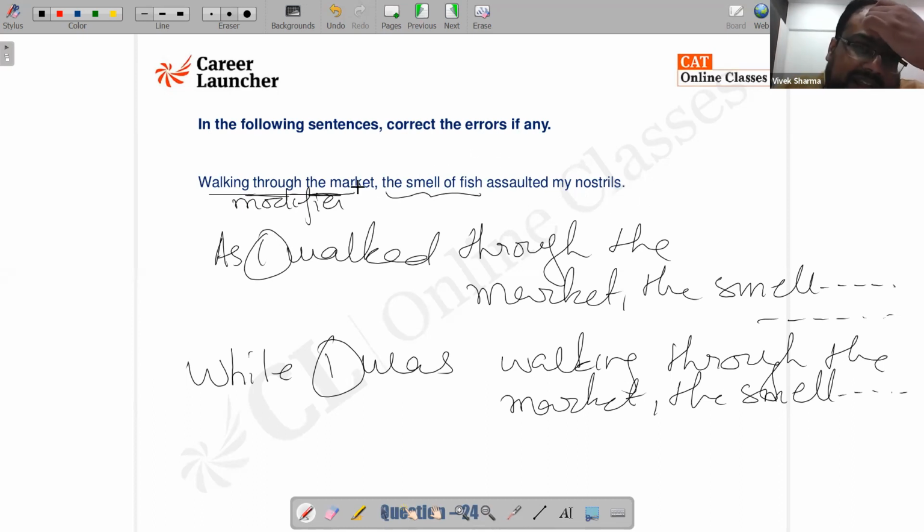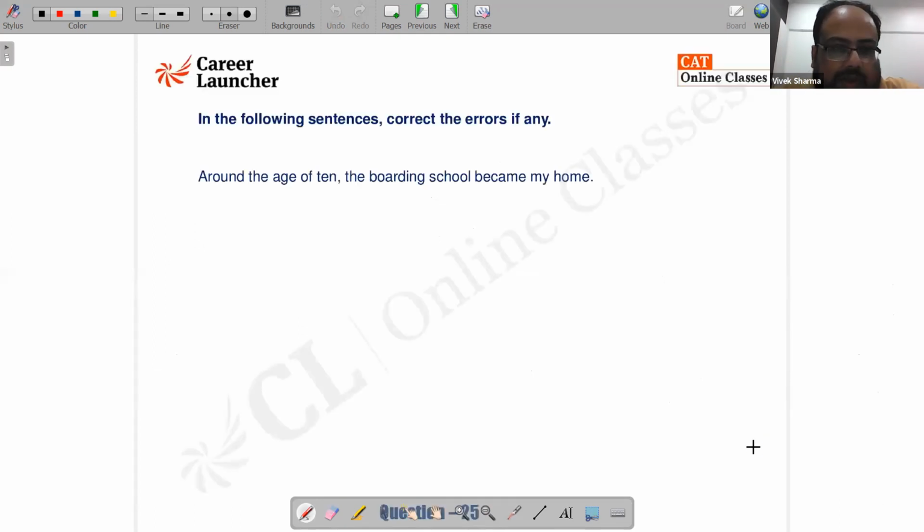Right? Because essentially what I want after the first part is the word I. I cannot have smell of fish. I cannot have my nostrils. I require the word I because I was walking through the market. And this will become a very complex, or I'll say awkward, construction. So we change the first part in one of these two ways. The sentence is correct. Okay, this one.